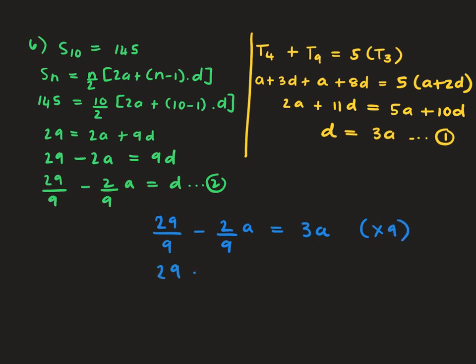You can just multiply through by that number. And then this will just become 29 and negative 2a. We're just going to multiply 3 by 9, which is 27a. So we get that 29 is equal to 29a. My word, so a is 1. That's great. So we've calculated the first term. We just need to get the constant difference.